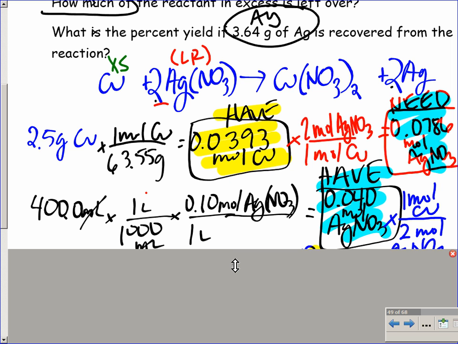0.04 moles of silver nitrate. So 0.040 moles. Give me a thumbs up on that one. All right, so if you have not gotten there yet, you're doing your M times V, your molarity times volume. After you've gotten your moles of both, what are you doing? You're finding your need. You're finding your relative ratio using your mole ratios.